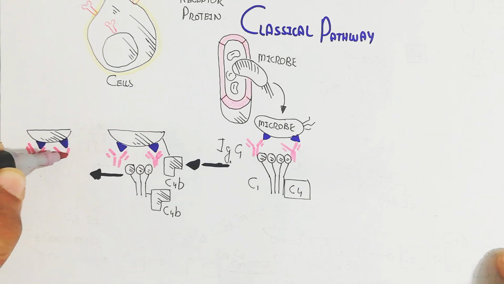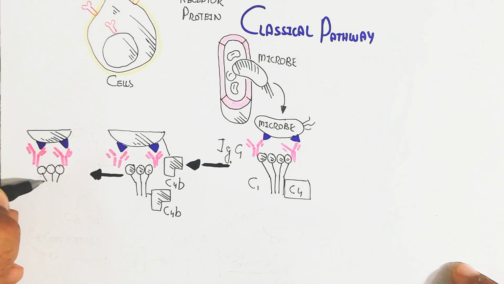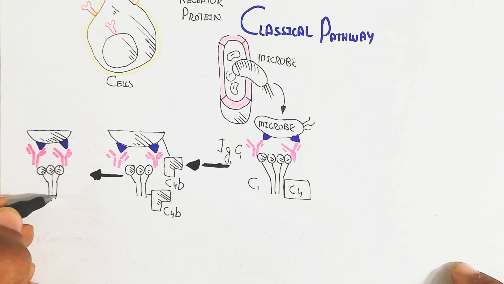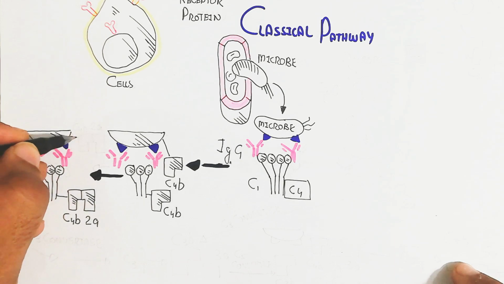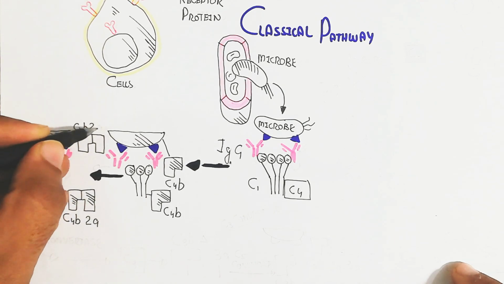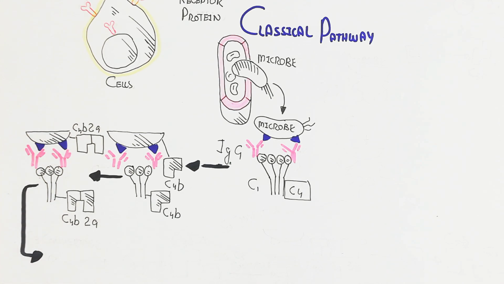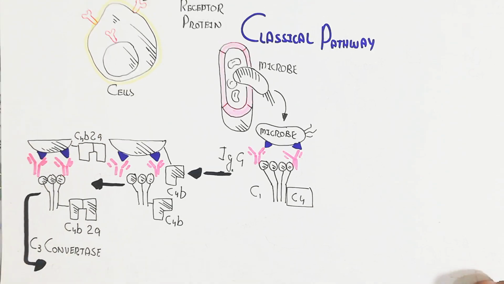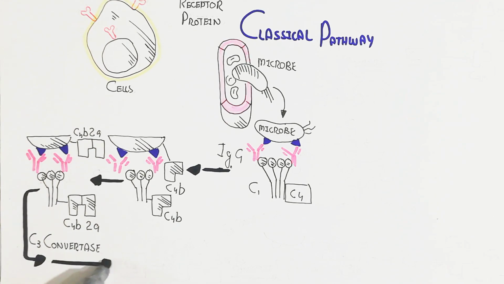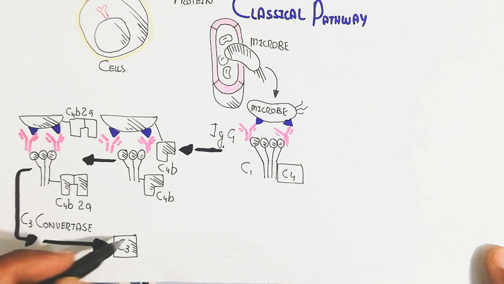And this C2 after fragmentation due to the C1 convertase enzyme, half of the protein fragment will be attached with the antigen while the other half will be attached with the C1 complex. Here you can see the C4b and C2A will be bound together, while the C4b and C2A will be bound with the antigen.